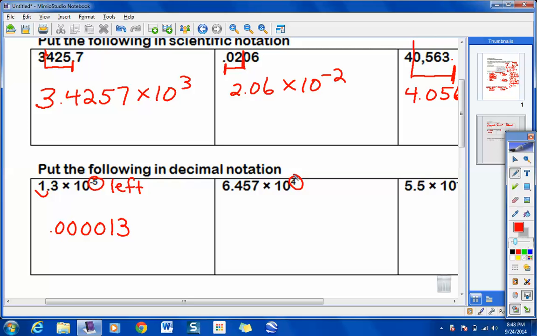My next one, positive 4 means move the decimal 4 to the right. So here's 1 jump, 2 jump, 3 jump. I'm going to have to put a 0 at the end of this. So this will be 64,570.